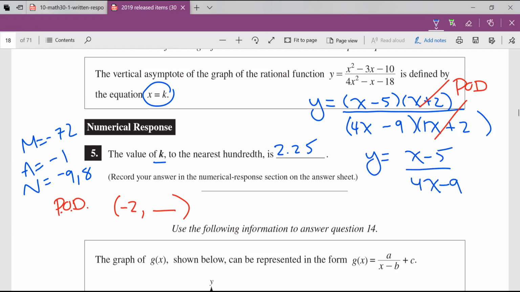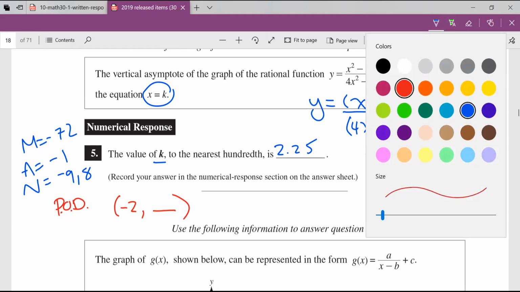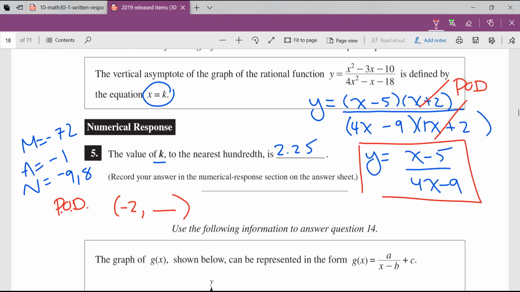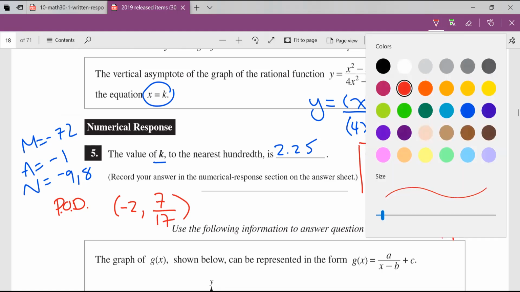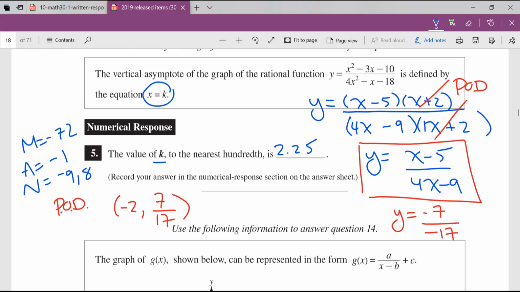The only place I can sub negative 2 is into this final form. So if I want to find the y coordinate, I sub it into there. So if I sub it in, I'm just going to squeak it in here. I would get minus 2 minus 5 is minus 7 over 4 times minus 2 is minus 8 minus 17. So my y coordinate would be that. And we get that question a lot, friends. I'm actually surprised that this one said the value of the vertical asymptote. Usually I think we get the value of the y coordinate of the POD. All right, so something to be aware of.